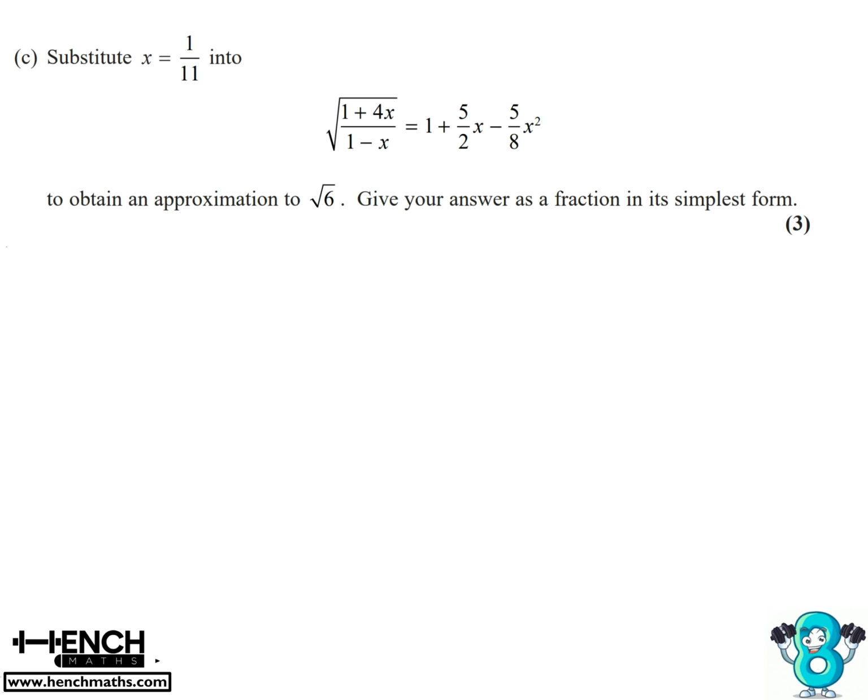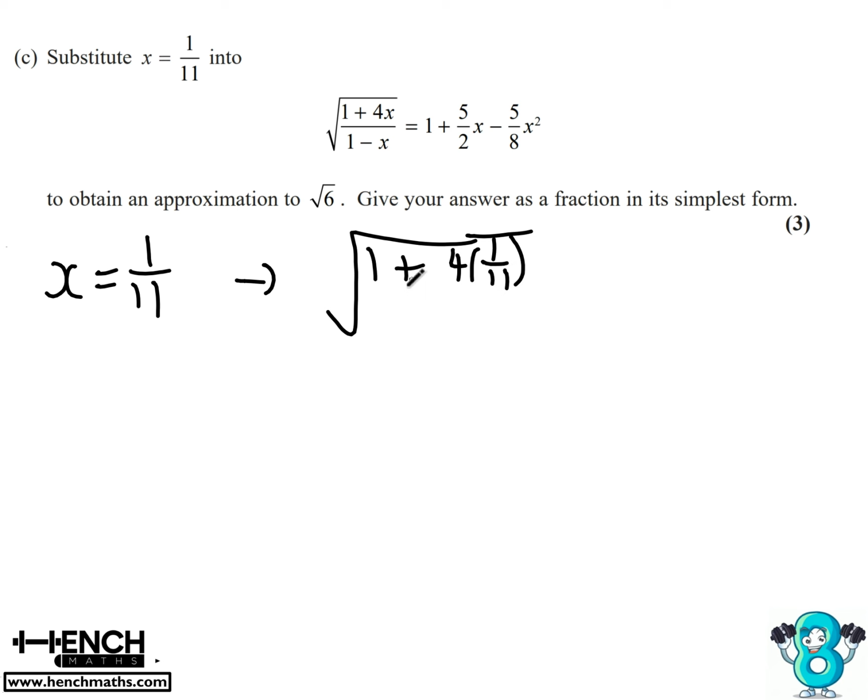Part C, substitute x equals 1 over 11 or an 11th into your expansion to obtain an approximation to root 6. Give your answer as a fraction in its simplest form. So first of all, let's sub 1 over 11 into the square root we have and see what happens there. So if x equals an 11th, then the square root of 1 plus 4 times an 11th, all divided by 1 subtract an 11th. So what does that simplify to?